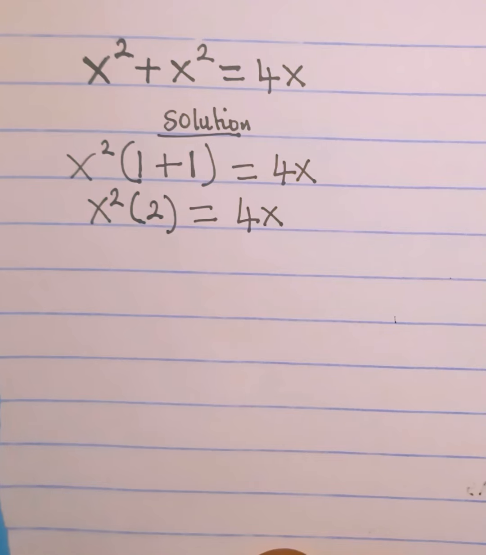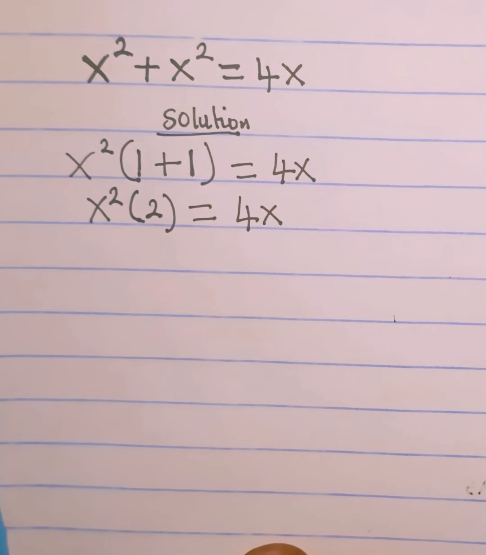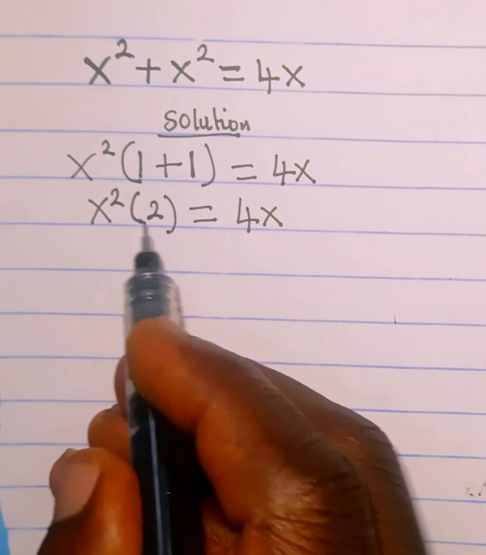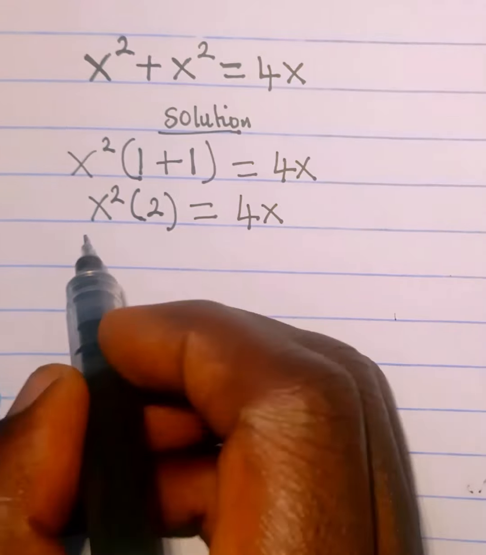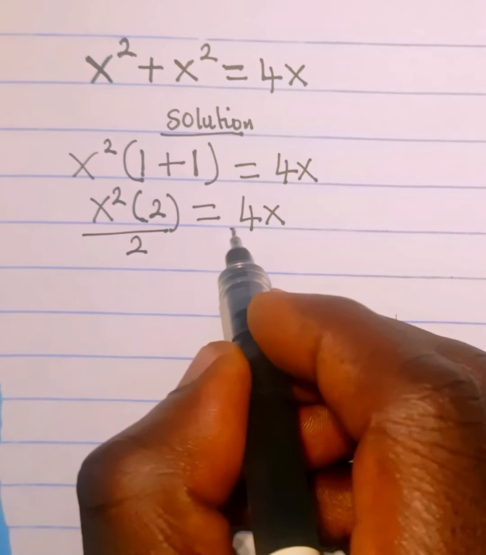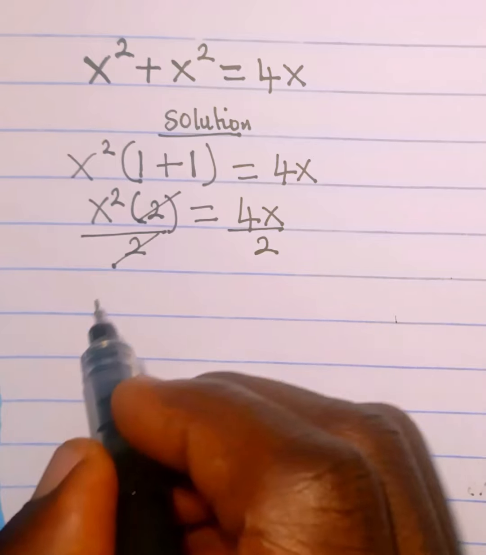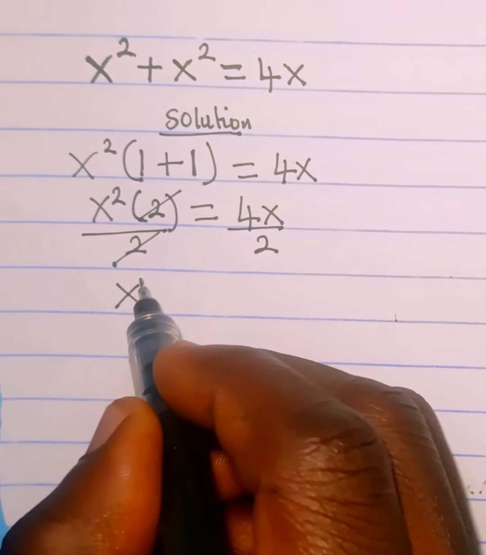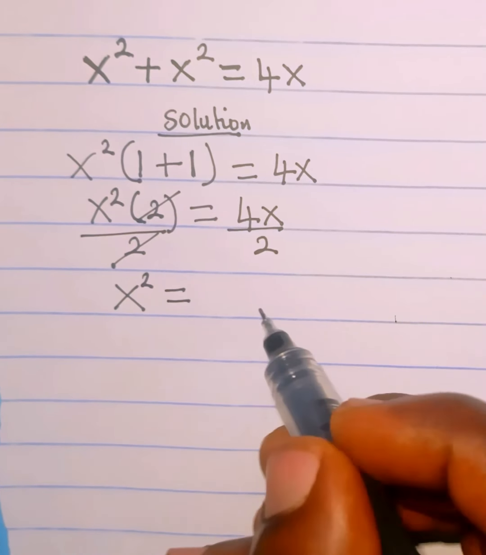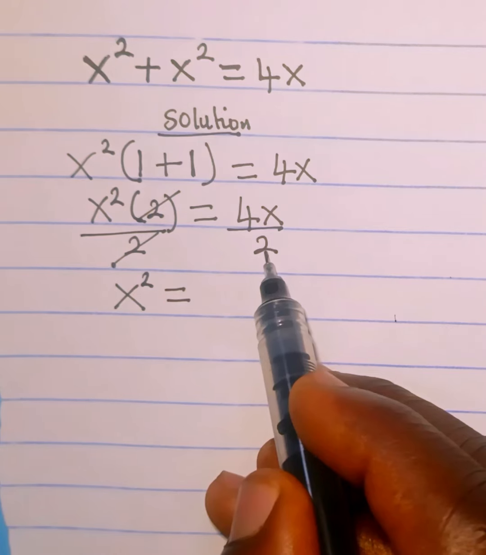Now, the next thing we're going to do, remember, we're looking for the value of x, is to eliminate these two by dividing both sides by 2. So we divide the left hand side by 2 and also the right hand side by 2, so that this 2 is going to cancel this 2. We are left with what? X to power 2, which is equal to 4 divided by 2 is 2.